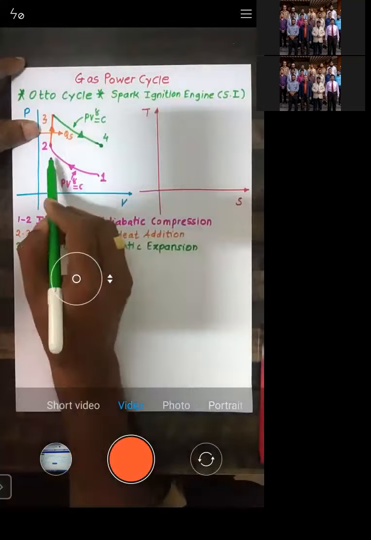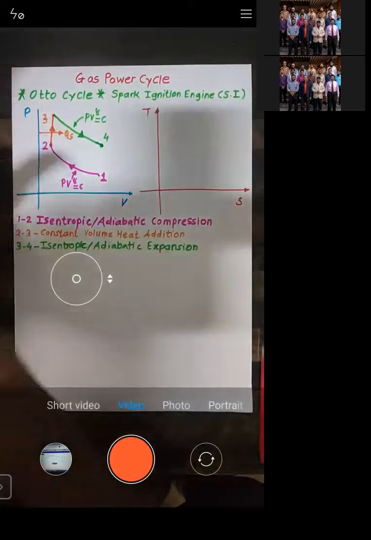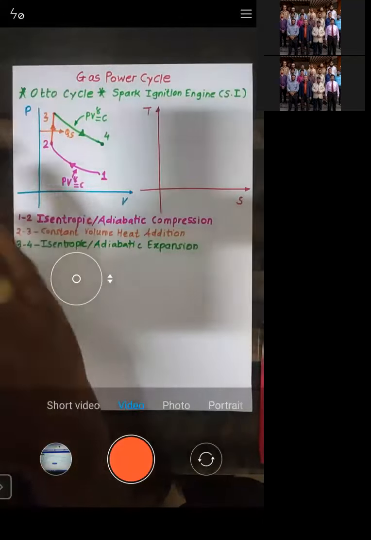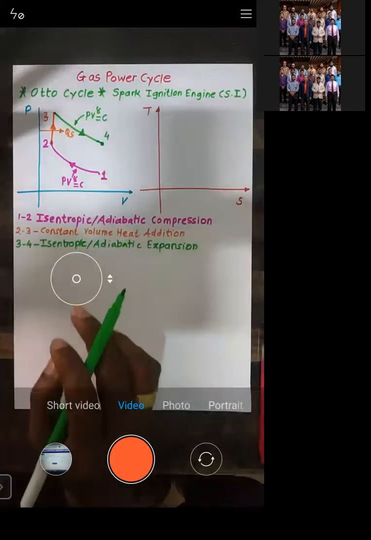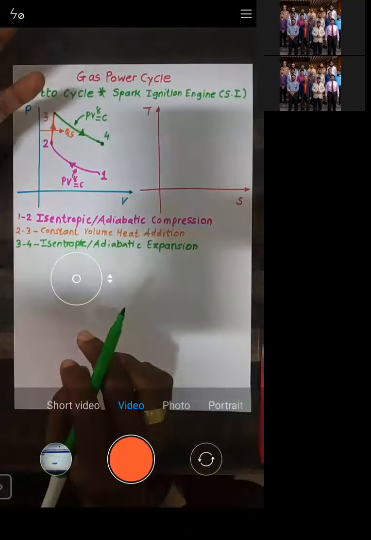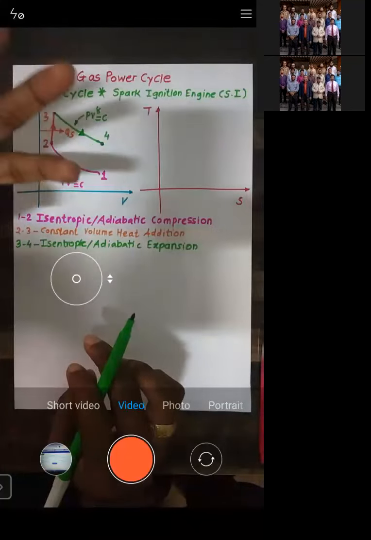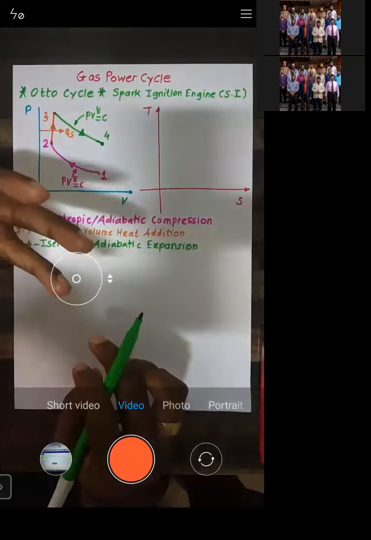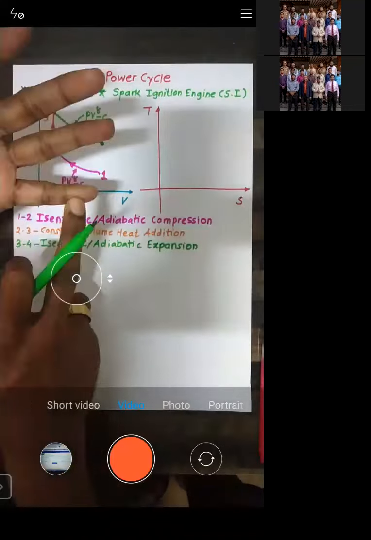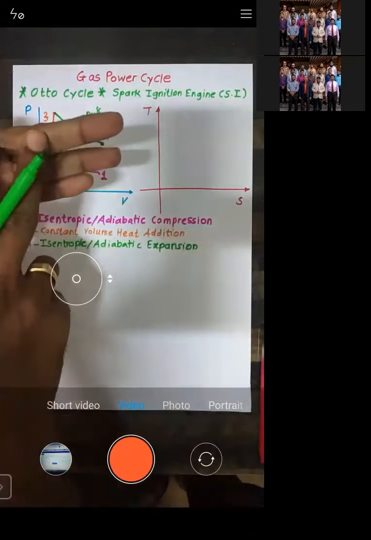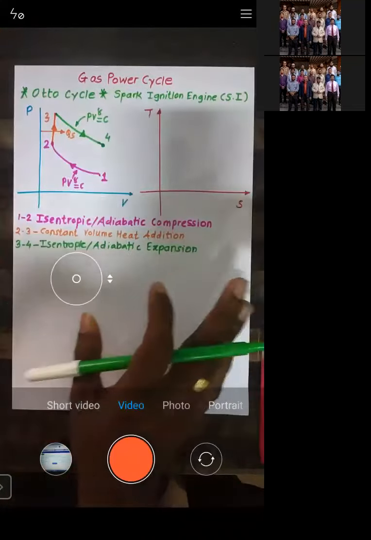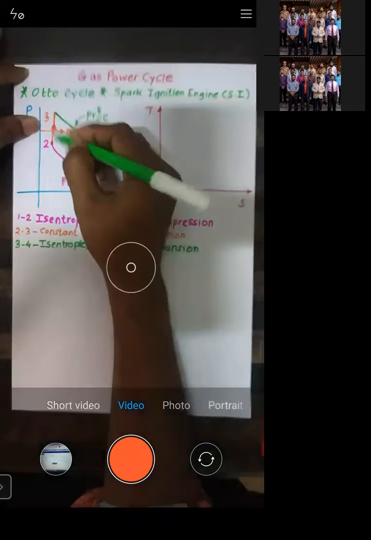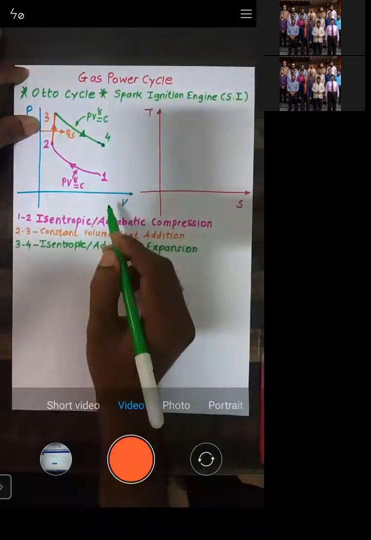This 1 to 2 or 3 to 4 is not a constant pressure or constant volume process, right? So how to determine? If it is not constant pressure and not constant volume, then you have only 3 options: it can be isothermal, adiabatic, or polytropic. 1 to 2 or 3 to 4 are not constant pressure or constant volume. If you want constant volume, it should be a vertical line. If you want constant pressure, it should be a horizontal line.